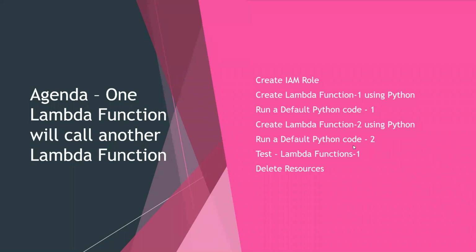So the agenda for this: we will create an IAM role for the Lambda functions, and we will create Lambda function 1 using Python, and we will use the default Python code for function 1. After that, we will create Lambda function 2 using Python, and we will run the default Python code for it. Then we will test by running Lambda function 1, and we will see how it calls Lambda function 2. After testing, as usual, we will delete all the resources which we have used for that demo.